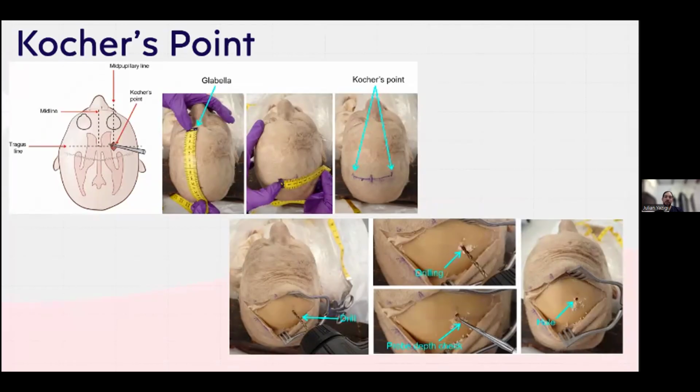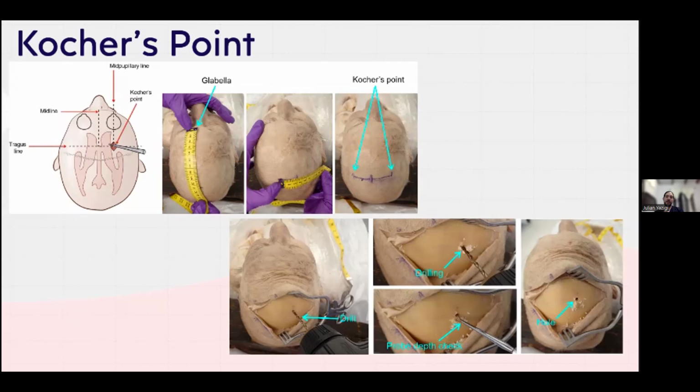It's classically located along the mid-pupillary line and approximately 2.5 to 3 centimeters lateral to the midline and 10 to 11 centimeters posterior to the nasion. Alternatively, we can also use 1 centimeter anterior to the coronal suture as another guide. The position places the entry point within the middle frontal gyrus anterior to the precentral gyrus, thereby avoiding the primary motor cortex and lateral to the superior sagittal sinus as well, minimizing the risk of venous injury.